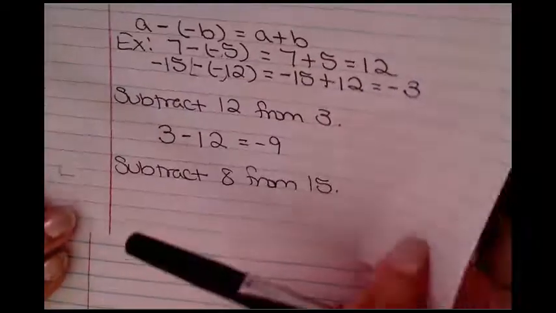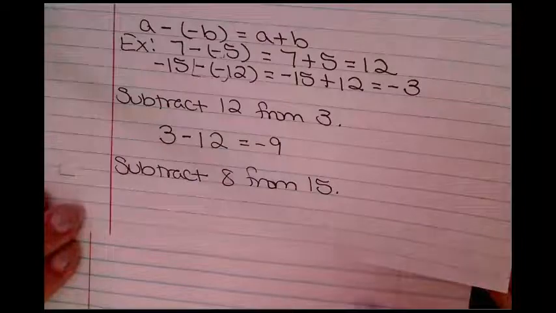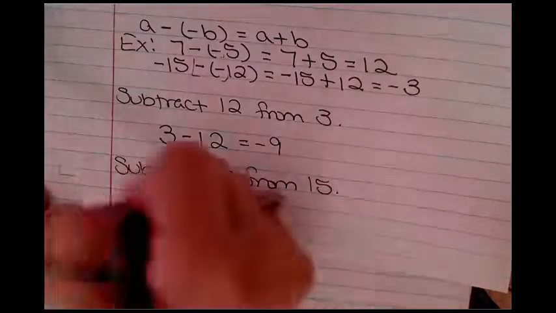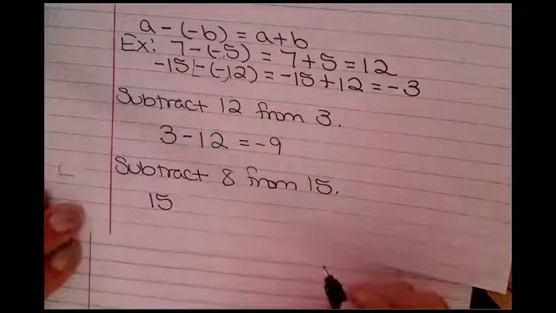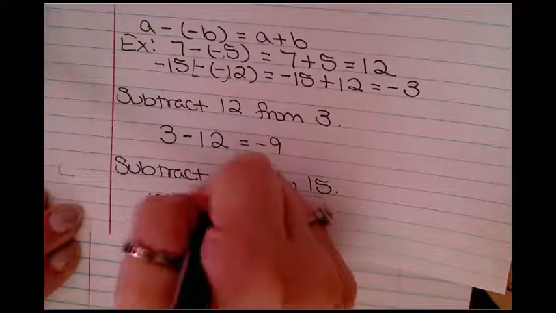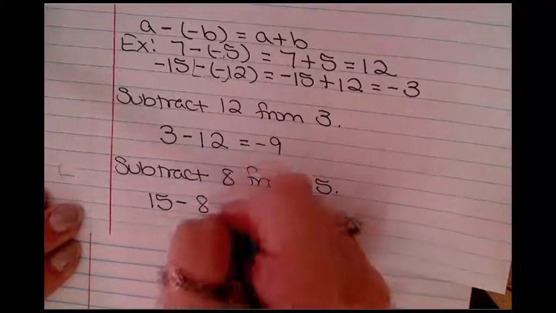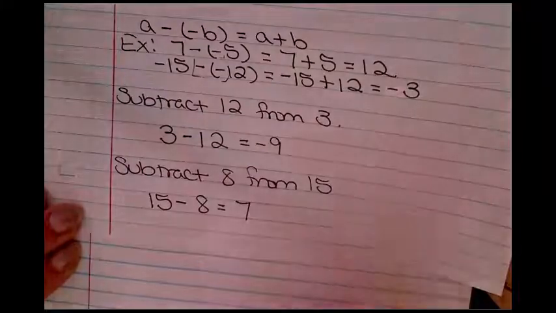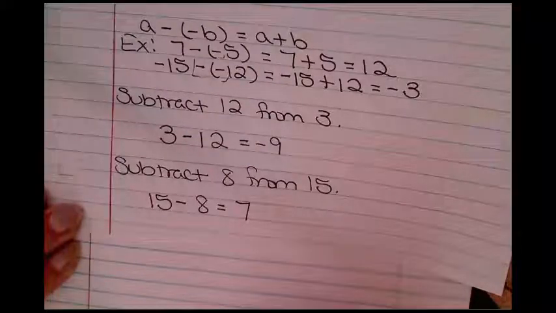So what number is going first? If we're taking 8 from 15, then we're going to be starting at 15, and we're going to lose 8. And that's going to leave us with 7. So those are going to be the kinds of word problems you're going to run into.